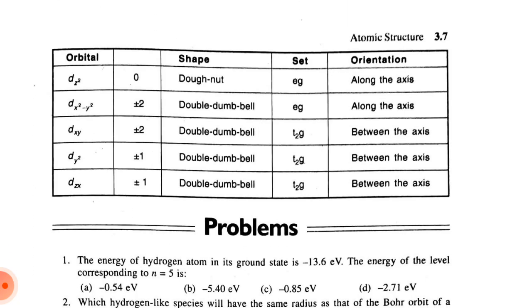Orbital dz², m = 0, shape donut-like, e_g set, orientation along the axis. dx²−y², m = ±2, double dumbbell, e_g set, along the axis. dxy, m = ±2, double dumbbell, t₂g set, between the axes. dyz, m = ±1, double dumbbell, t₂g, between the axes. dzx, m = ±1, double dumbbell, t₂g, between the axes.